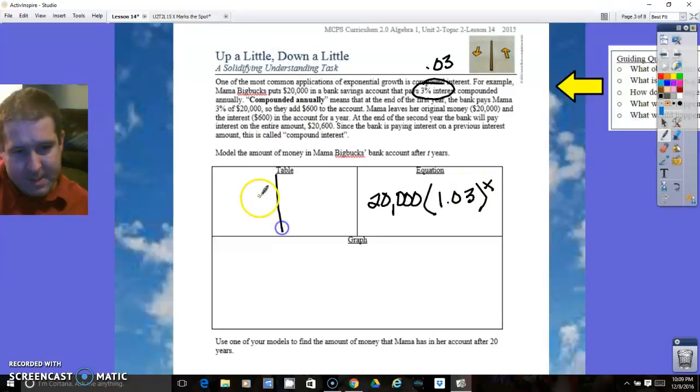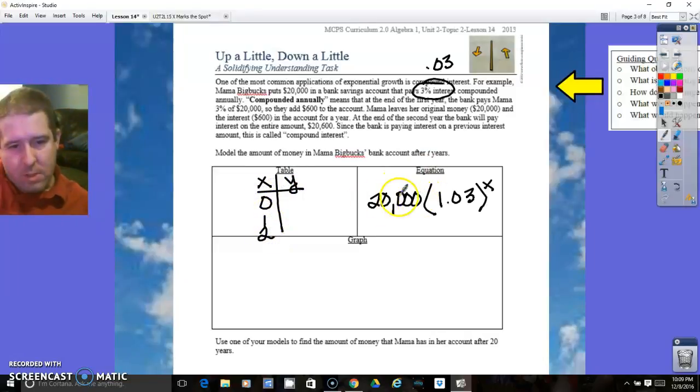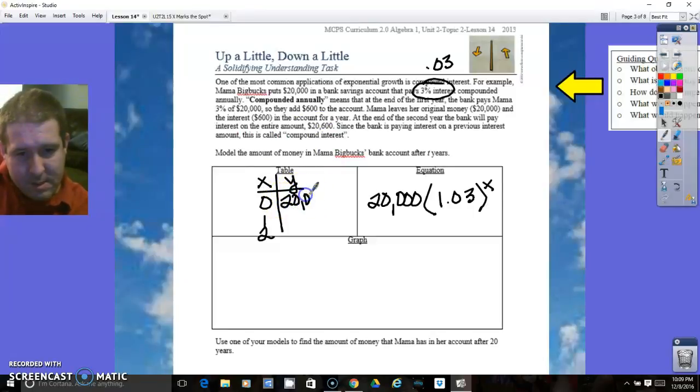So all I have to do to make a table is choose what x's I want to use. So 0, 1, and 2. I can choose anything I want. 20,000 times 1.03 to the 0th power and to the 0th power is 1. Well, obviously, if you put it in for 0 years, which I believe x was the amount of years, I might have to go back and look. I'm just going to assume it's per year, so that's $20,000 because nothing's changed.